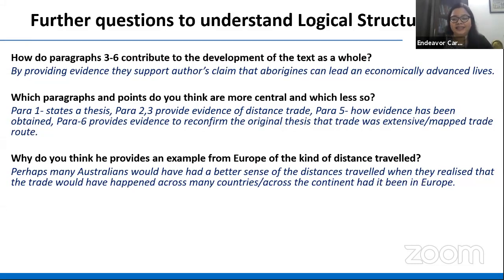His reader, his target here, is the European white man, because he's targeting those people who believe that the aborigines are backward. And it must be the European white who migrated to Australia, who thinks lowly of the aborigine, right? So to give them a better understanding, here is a logical structure question. Why does he give this example? Now connect it with the larger purpose. Maybe he wants to give a better sense of understanding to the Australian who is originally a European, right?